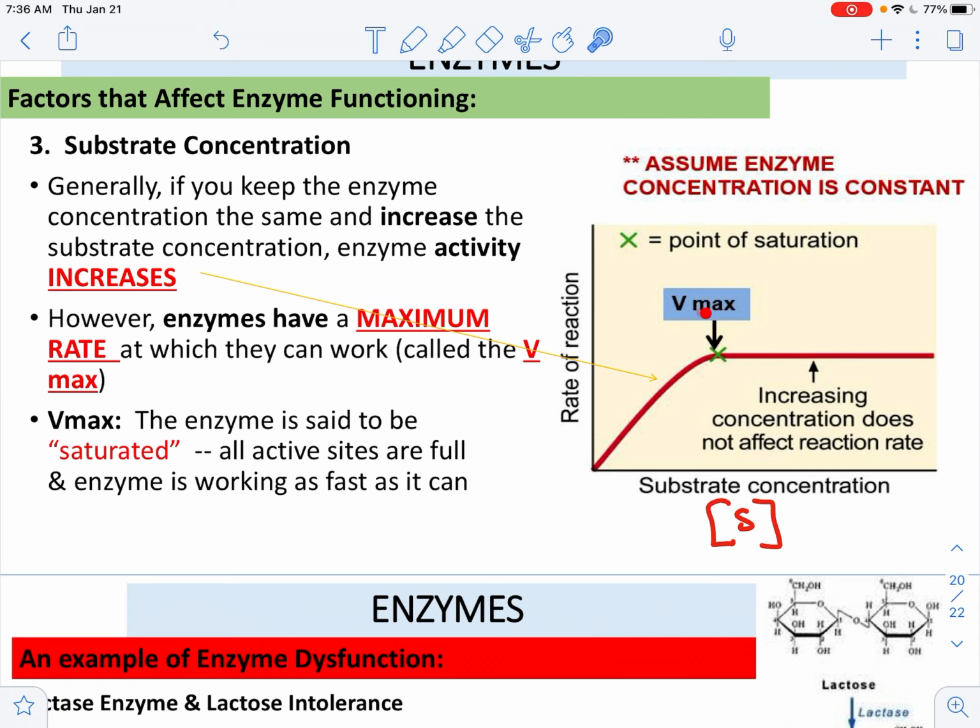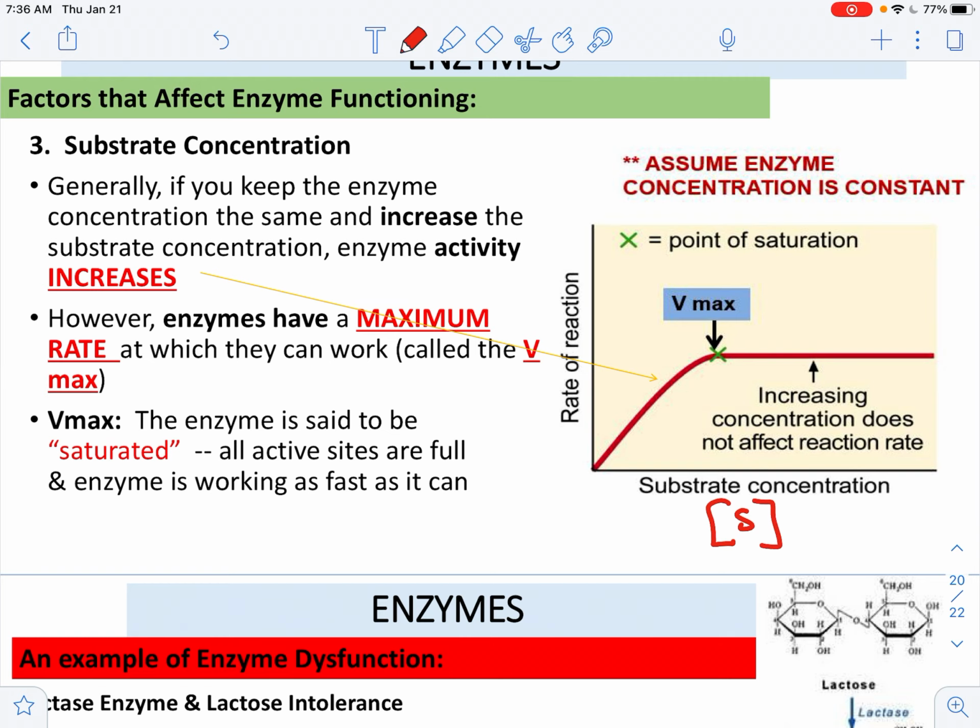This is what we call the Vmax. V stands for velocity, max is the maximum. And this is the point of saturation, or Vmax, which just means this is as fast as this reaction will go, and then it's going to level off. So if I ask you to label the Vmax on a graph like this, where we're graphing substrate concentration versus an enzyme catalyzed reaction, just where the hill levels off, that's the Vmax, that's the maximum rate of reaction.